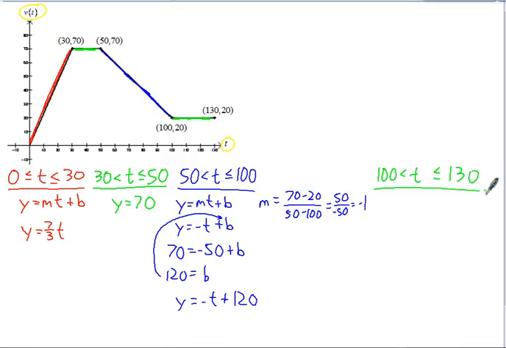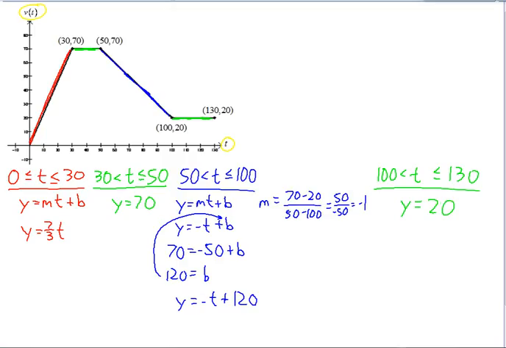And this one's just a horizontal line. So the y coordinate equals, you can see, 20. Now, let's write our piecewise function. Let's put all four pieces together.